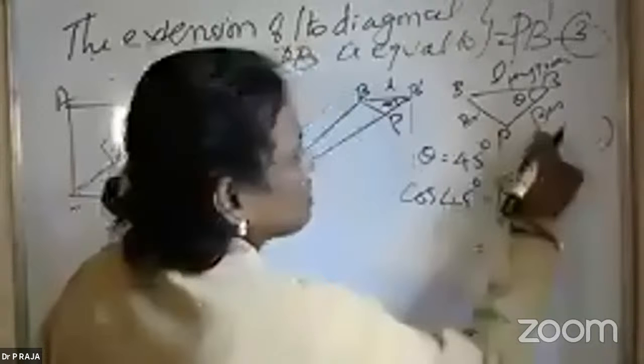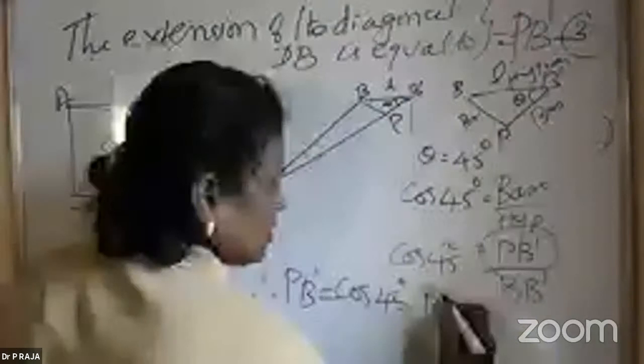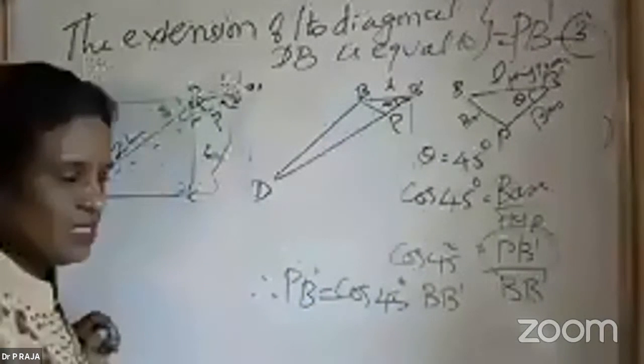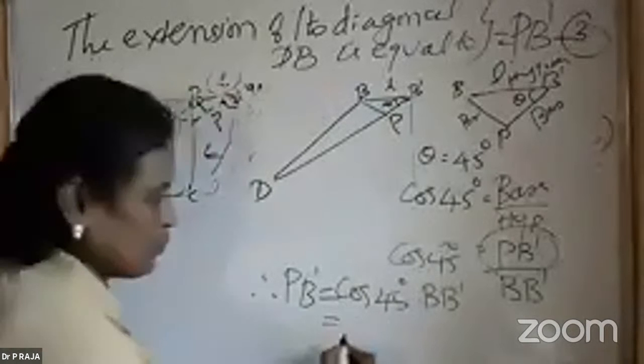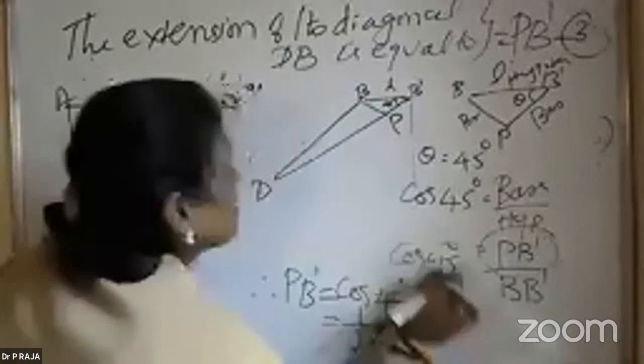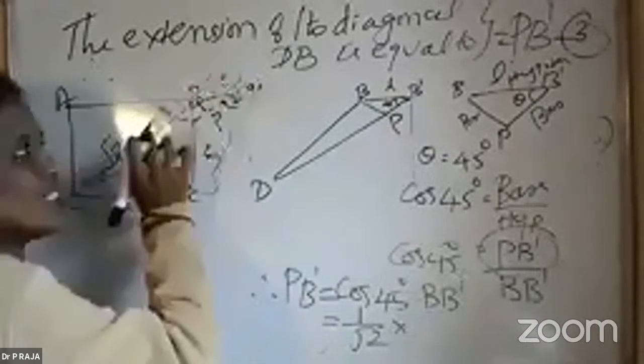Isn't it? B dash is equal to cos 45 degree into BB dash. Okay. What is cos 45 degree? It is 1 by root 2. Okay. So 1 by root 2 into BB dash is L.